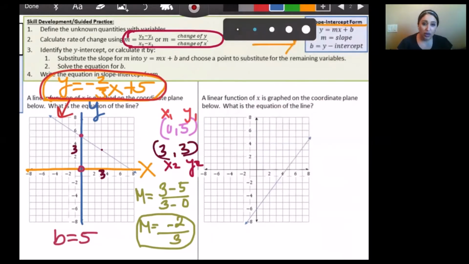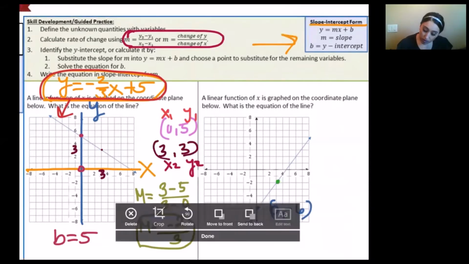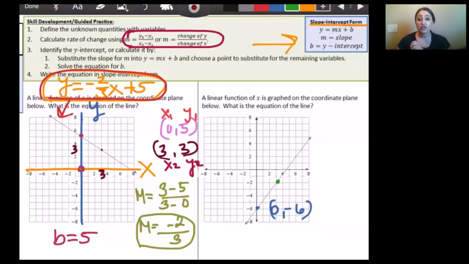I'm going to choose 2 ordered pairs from this line. I'm going to choose 0 and negative 6. Next, I'm going to choose, let's see, all right, got it. I want a point that's specifically on an intersection that I can easily locate. So in between 2 and 4 is 3. So I'm going to choose 3 and negative 2. Now I'm going to label my ordered pairs. First ordered pair is x1, y1. Second ordered pair is x2, y2. And I'm going to solve for the rate of change first.